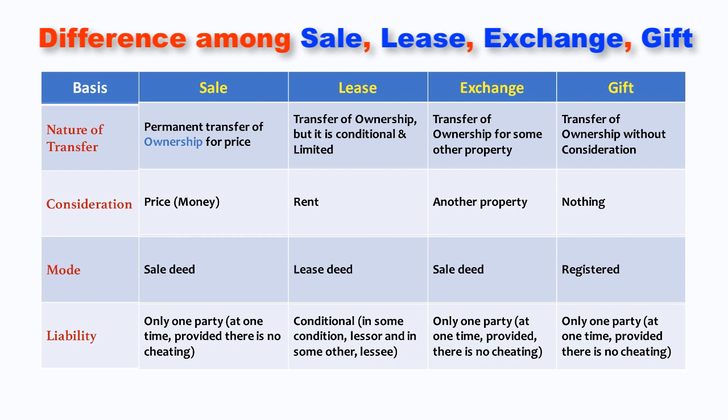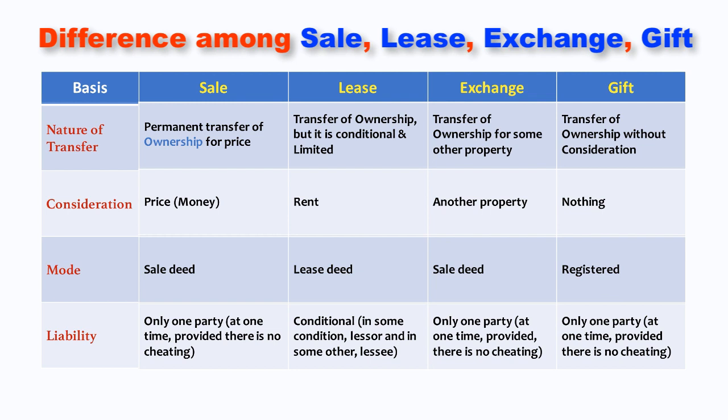The last one is gift. At one time one party is liable. Meaning if it is your property, you are liable. Once you give it out, then whoever has received it, that is the donee, he or she will be liable for anything that happens to that property. But still, cheating shouldn't be involved. Whatever property you gifted, it's not that you hide some information regarding the liability attached to that property and later on the donee comes to know about it. In that condition, you may be in trouble.